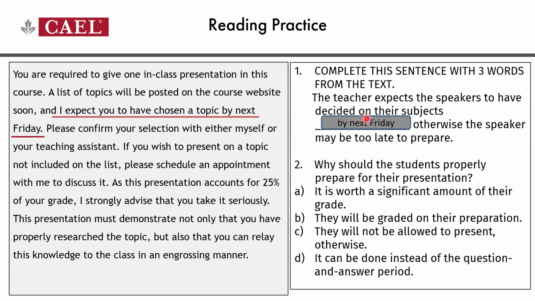And then this has to have decided on their subjects. Well, a topic is more or less the same as a subject. So I assumed all of this was correct. And there are my 3 words, by next Friday. So we insert those in the blank. And then it says, otherwise, the speaker may be too late to prepare. So the whole sentence now makes sense from start to finish if we insert those 3 words. Notice all we did was copy them exactly as they appeared in the passage. We've got our capital letter on the word Friday. We've got those 3 words in a row. Spelling is great. And that's what we need to do if we would like the point for that answer.